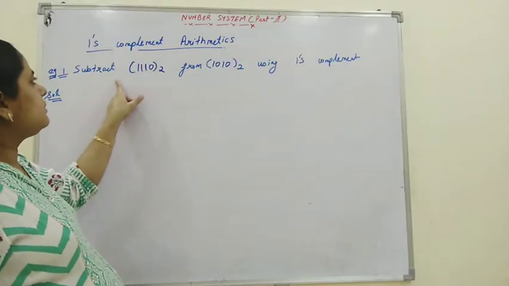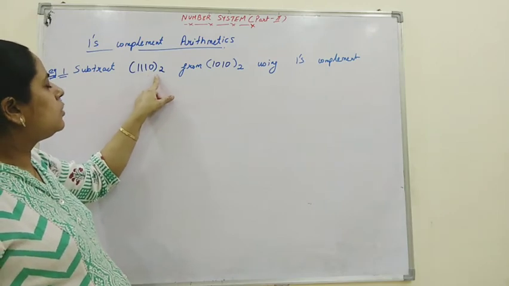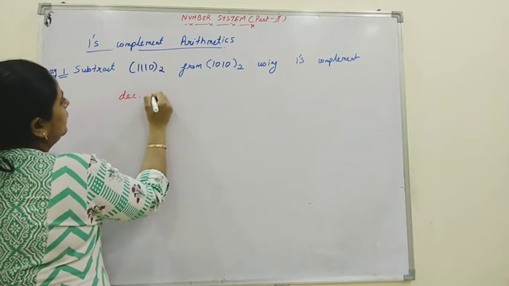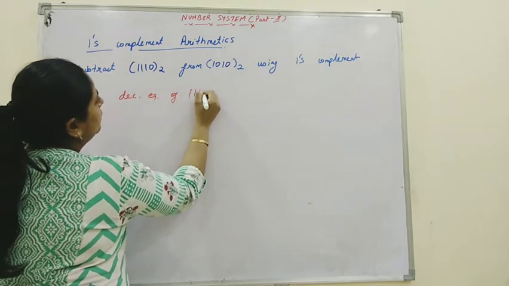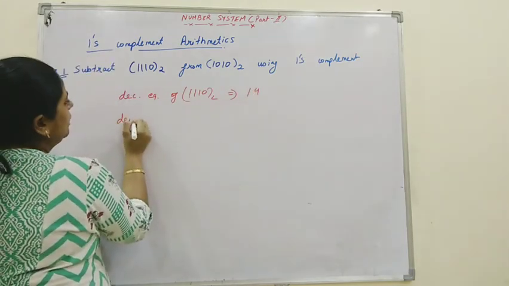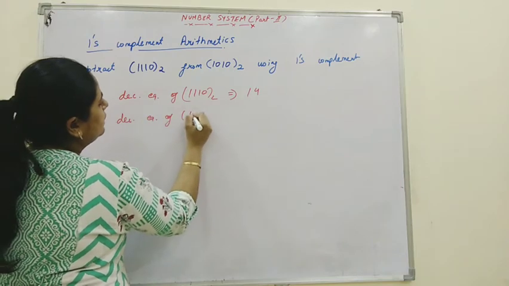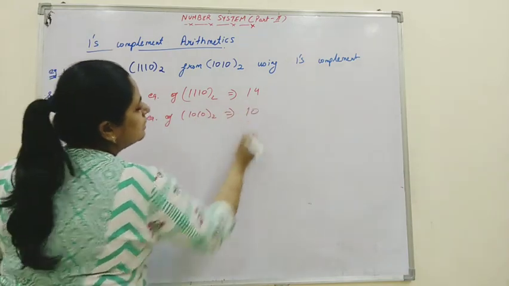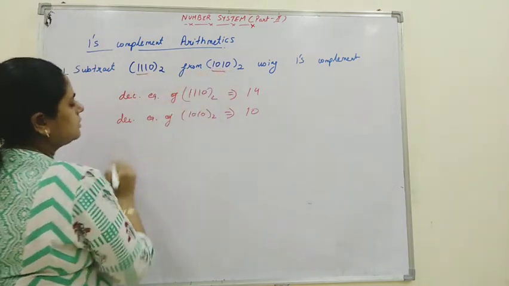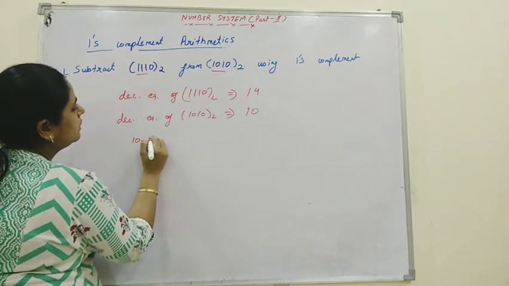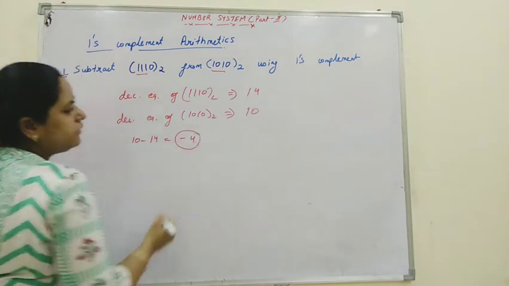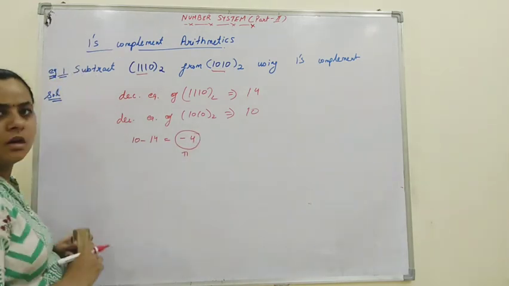Now the next question says subtract 1110 from 1010. So the decimal equivalent of 1110 is 14 and the decimal equivalent of 1010 is 10. According to the question, we subtract this from this. That means 10 minus 14 is minus 4. So at the end we have to check whether we are getting this answer or not.